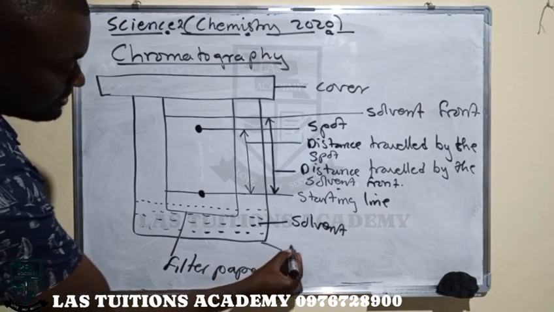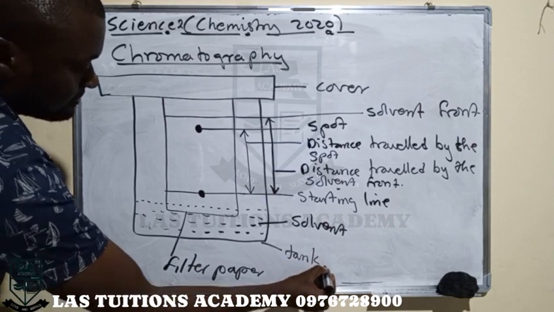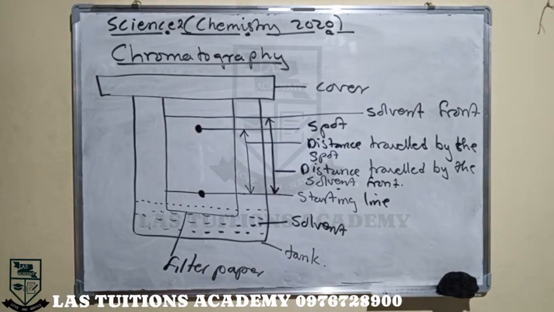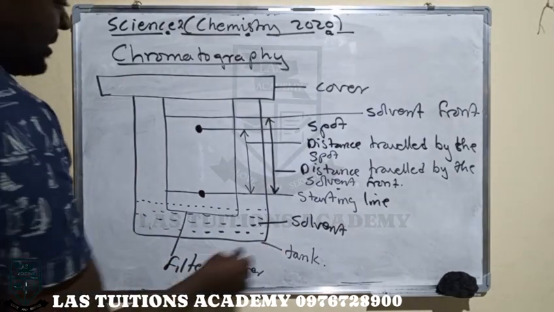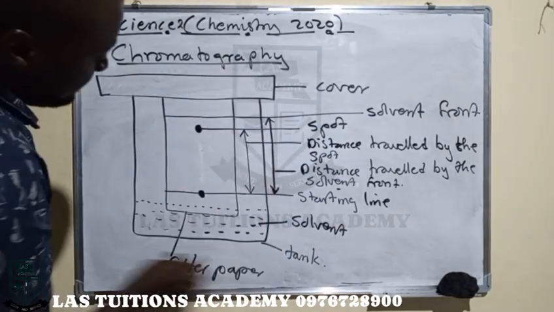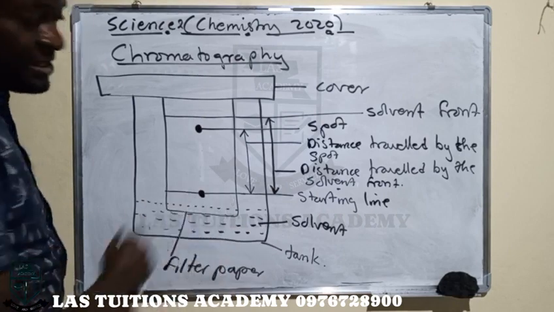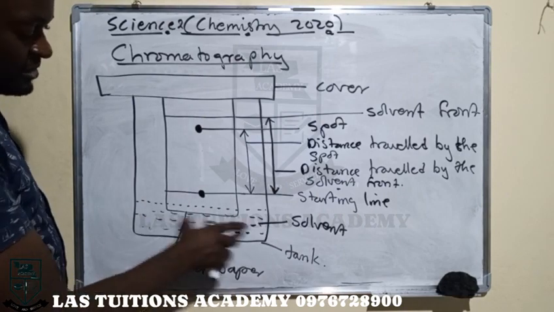Then this is the tank. Okay, so what is happening basically here is that this is the whole setup. So we have this tin or a tank, whatever it is. Then inside this tank here, we get the solvent, which we are calling ethanol. So we put ethanol inside here, okay?